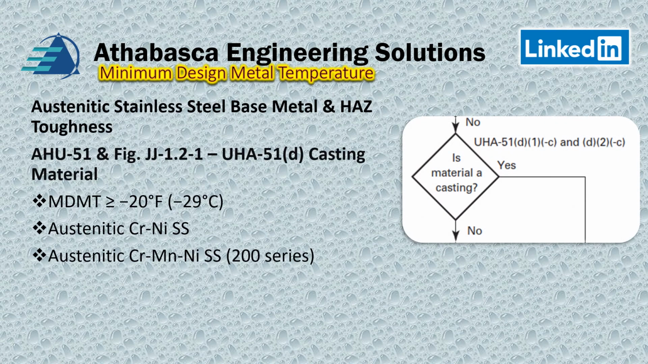The quiz here, there's Figure UG-84.1-1, where there's a section called UHA 51(d). It's about the casting. And so there's just a very simple test right off the bat. It says, well, if you're warmer than minus 20 Fahrenheit, minus 29 centigrade, then you don't have to worry about impact testing.